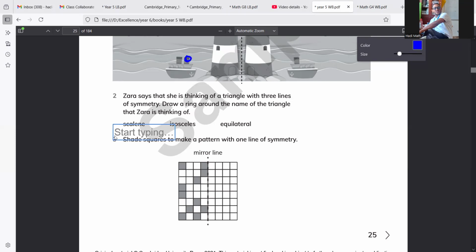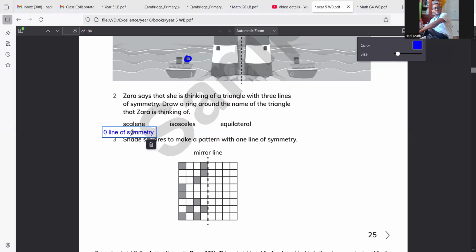We have the scalene. We say scalene has different sides, so it has no line of symmetry, or has 0 lines of symmetry. This is about the scalene triangle. 0 lines of symmetry.